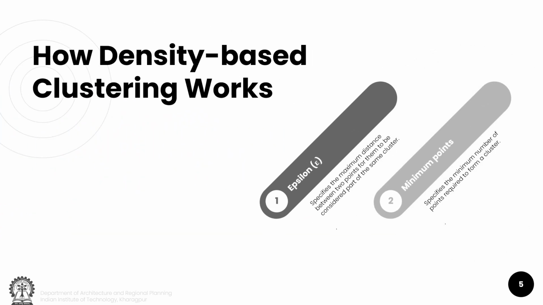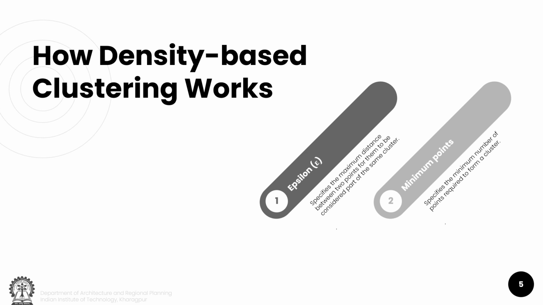Density-based clustering works by identifying areas of higher density within a dataset and using these areas to form clusters. The DBSCAN algorithm is commonly used for density-based clustering and has two main parameters, epsilon and minimum points. 1. Epsilon specifies the maximum distance between 2 points for them to be considered part of the same cluster. 2. Minimum points specifies the minimum number of points required to form a cluster.